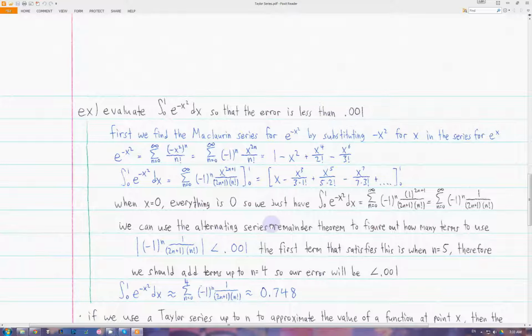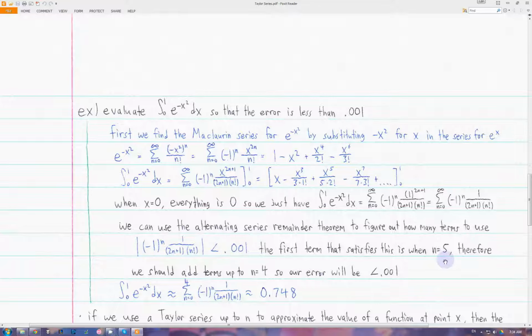So to figure out how many terms we should add up, we can use the alternating series remainder theorem, which, remember, says if we add up the first n terms in an alternating series to approximate the sum, then the error will be less than the n plus 1 term. So first we solve for which n, the first term, will be less than 0.001. And just playing with the numbers, we can find that when n equals 5, the term is less than 0.001.